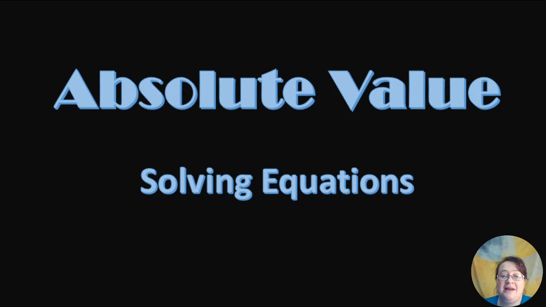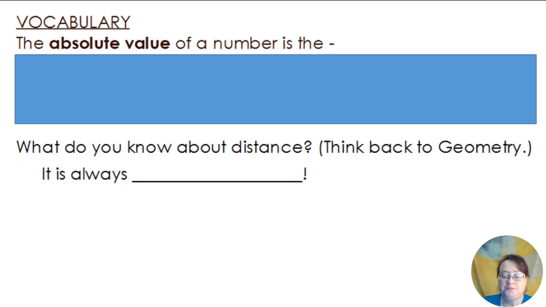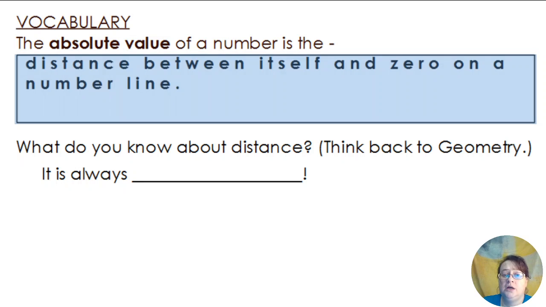Today we're going to talk about absolute value and solving absolute value equations. First, let's talk about what absolute value actually means. The absolute value of a number is the distance between that number and 0 on a number line. So let's think about what we know about distance.